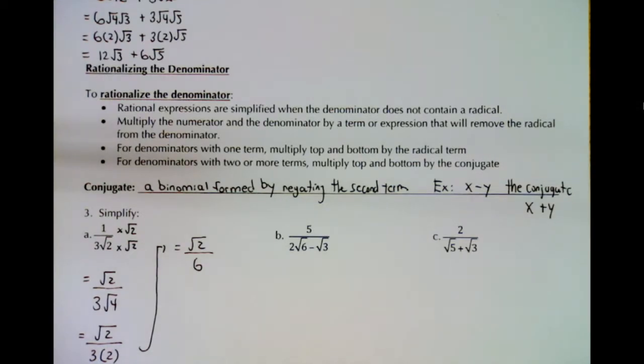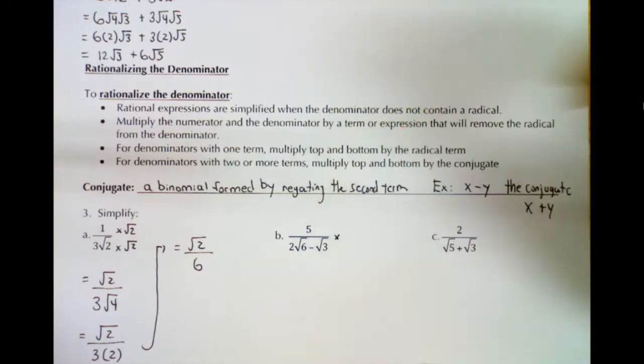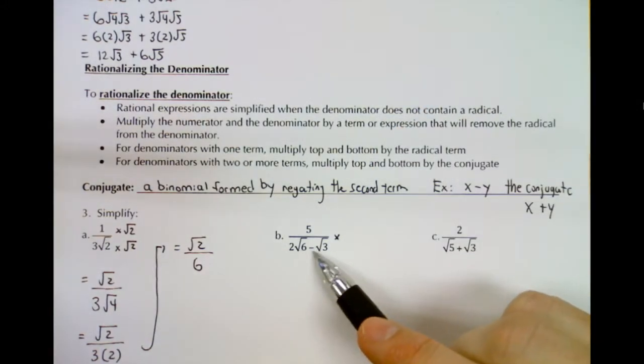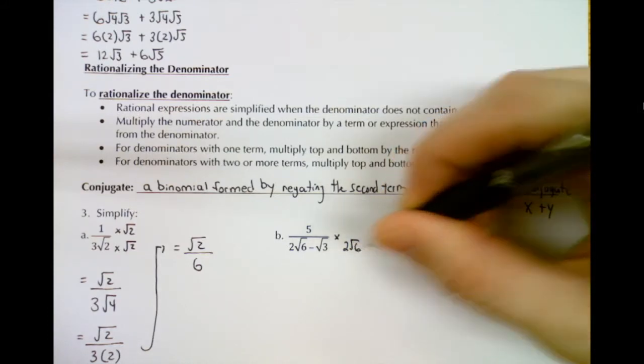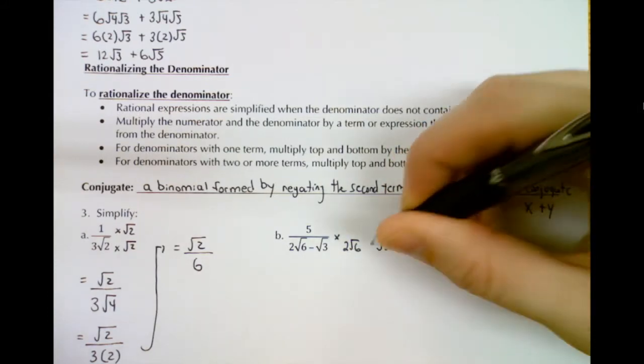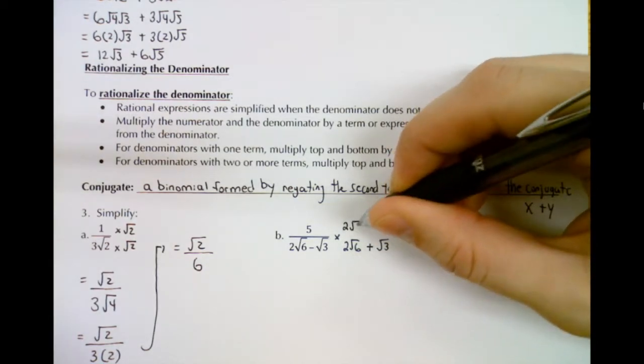B, if there are 2 terms, the way you simplify is you multiply by the conjugate. And I'm going to show you what I mean. Well, the conjugate of 2 root 6 minus root 3 would be the same 2 terms, 2 root 6 and root 3, with the opposite sign, plus. And we have to multiply on top and bottom.